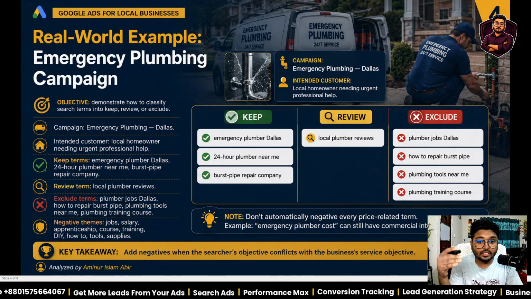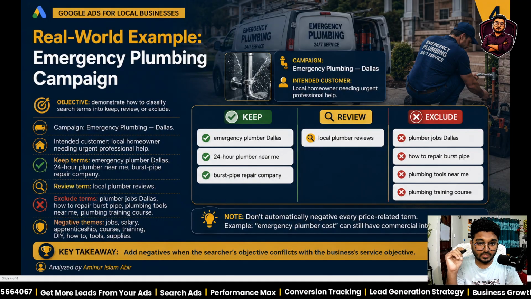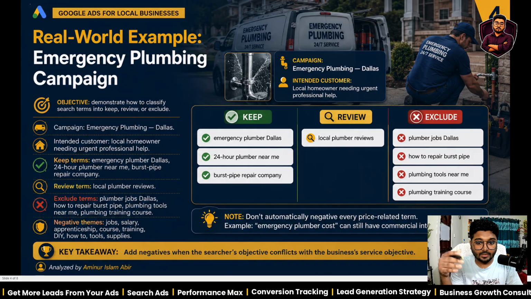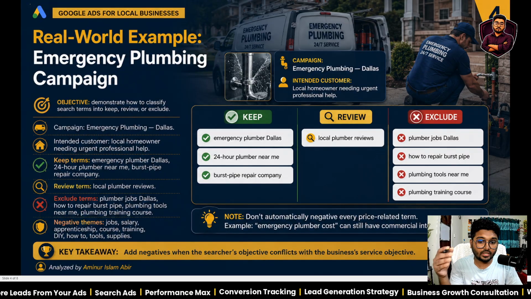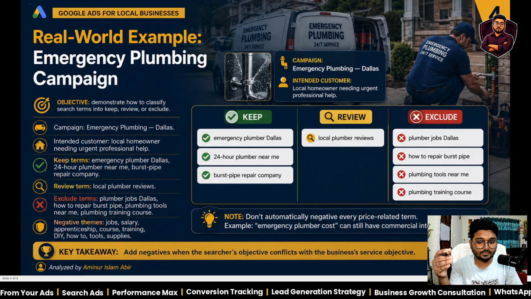From these searches, we can find common negative themes. Examples include job, salary, apprenticeship, course, training, DIY, how-to, tools, and supplies.